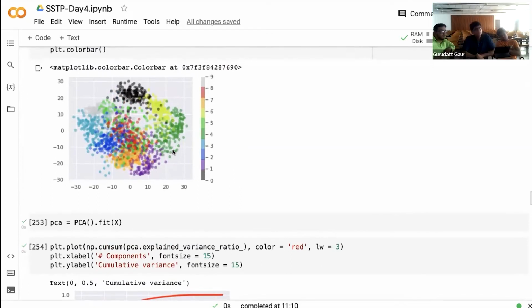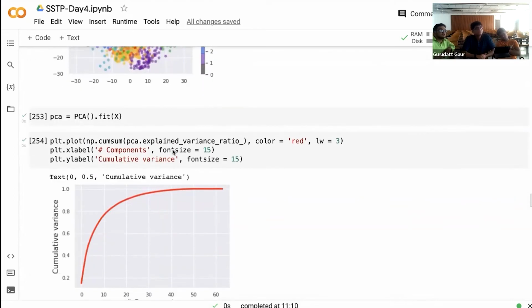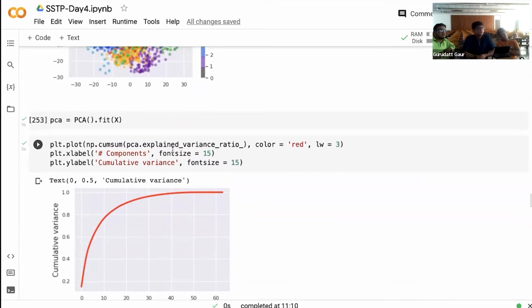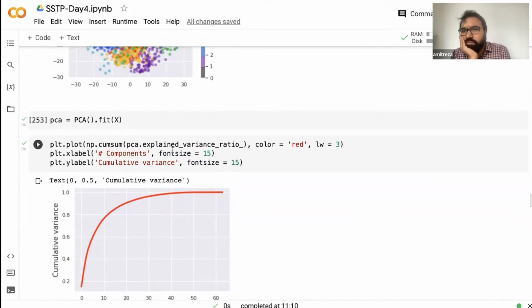Yes, sir. Sir, one doubt I have. Can you make a statement that the original data will cover most of the variance in at least the square root of the number of dimensions? Why is it the square root of the dimension? That can be seen from this graph also.